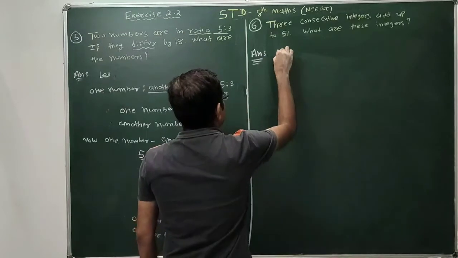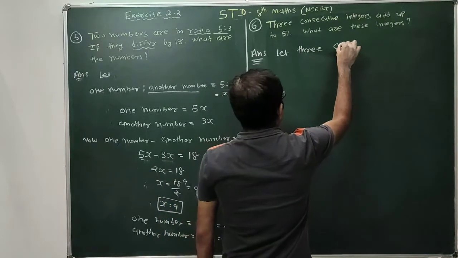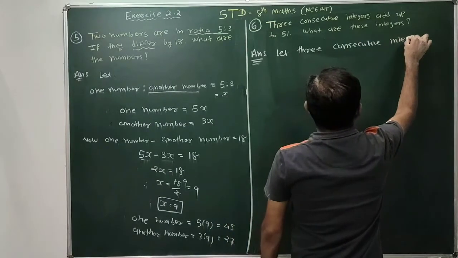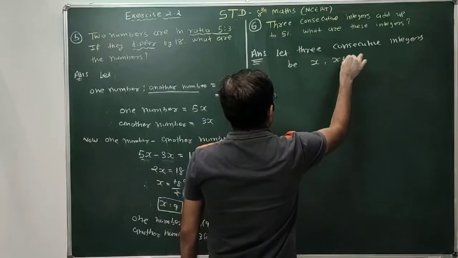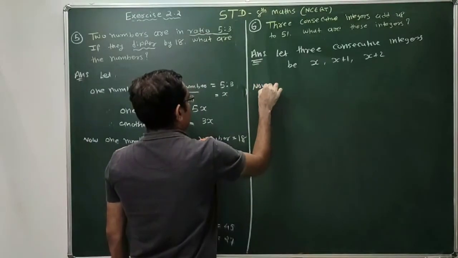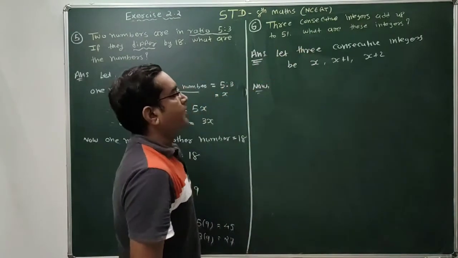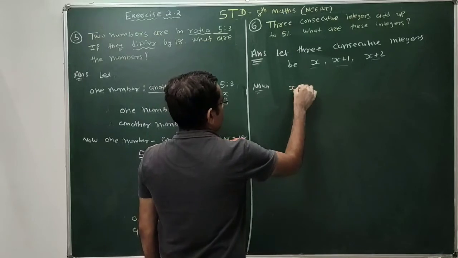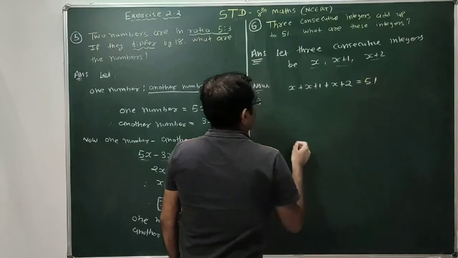So now, let the 3 consecutive integers be x, x plus 1 and x plus 2. This is our assumption. Now the condition. What is the condition? The 3 consecutive integers add up to 51. That means their addition is 51. So x plus x plus 1 plus x plus 2 equal to 51.